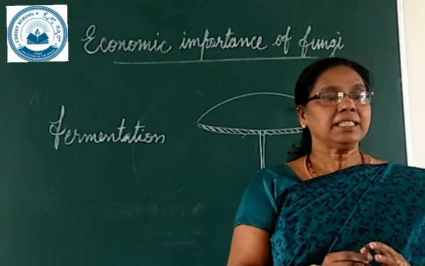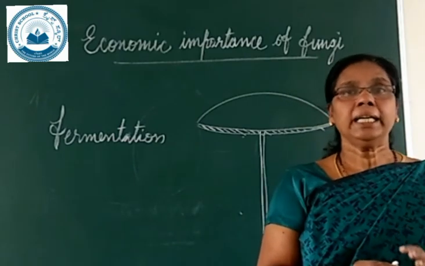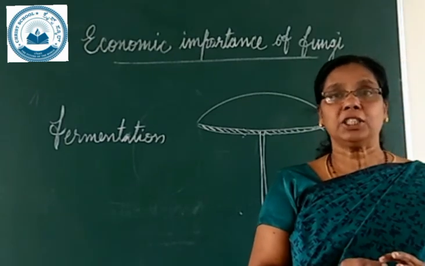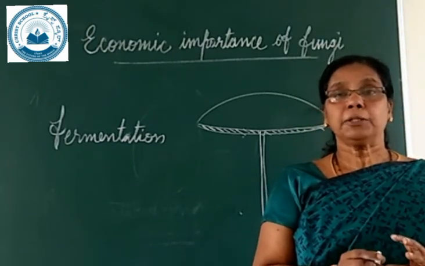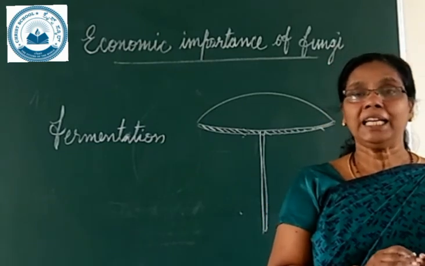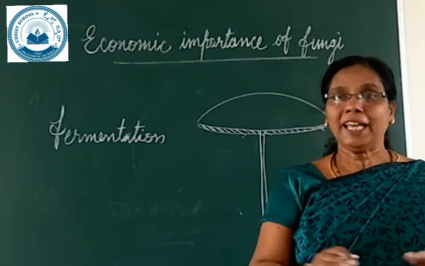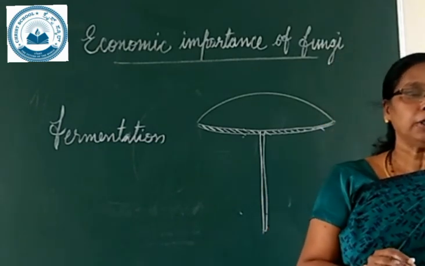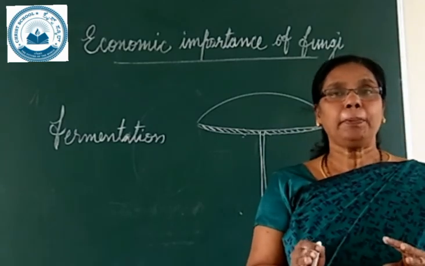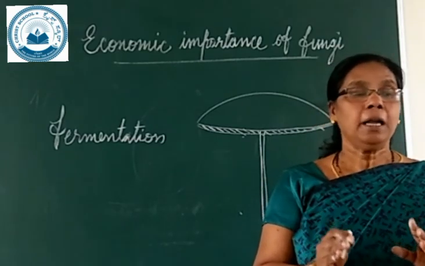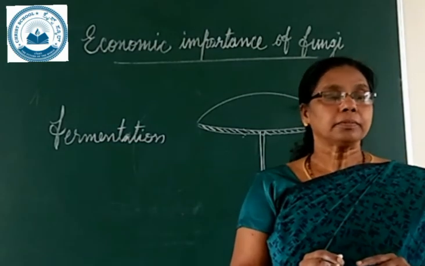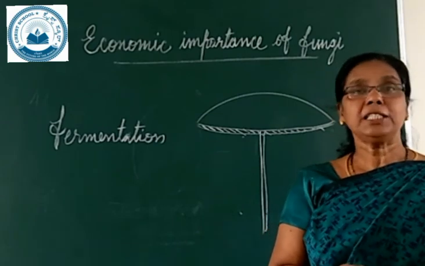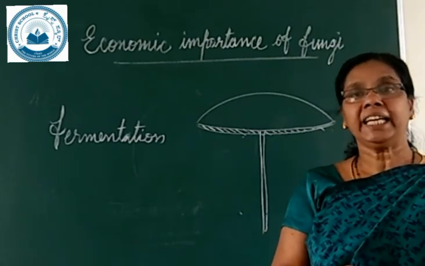And what are the steps included in this mushroom cultivation? First one is called composting. So what is the purpose of composting? We have to make ready a substratum. A place should be ready for this mushroom to grow. That is called composting. And how is this compost prepared? By mixing certain substances in certain proportions. First one is paddy or wheat hay we are taking.